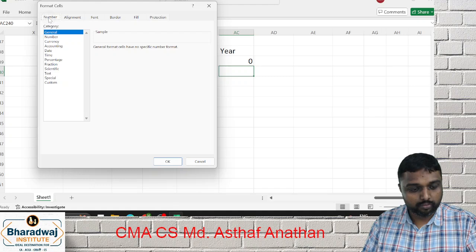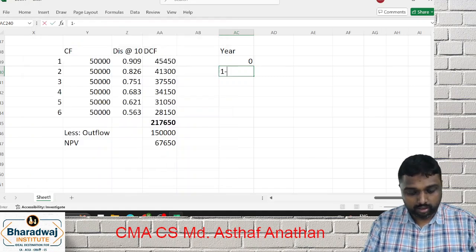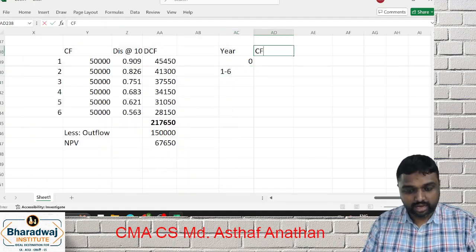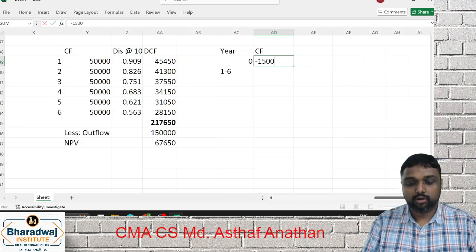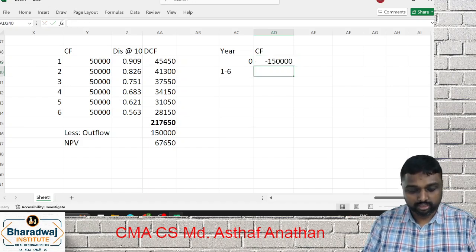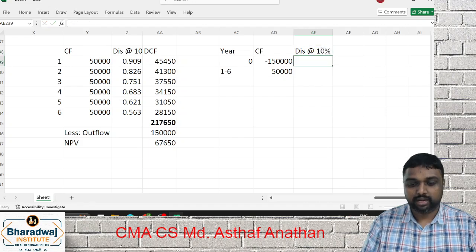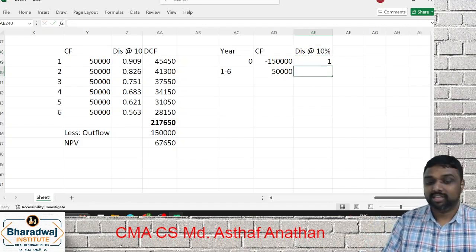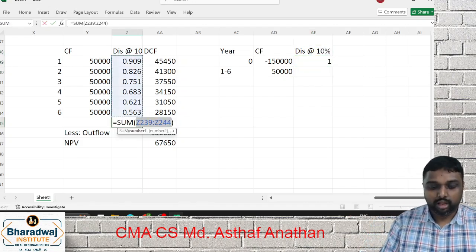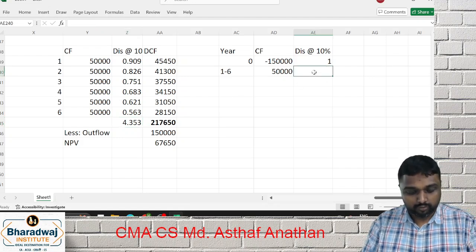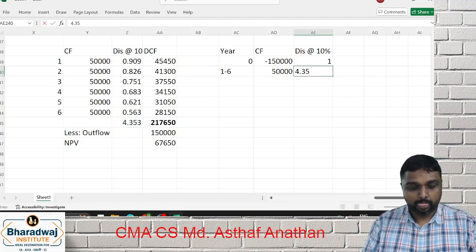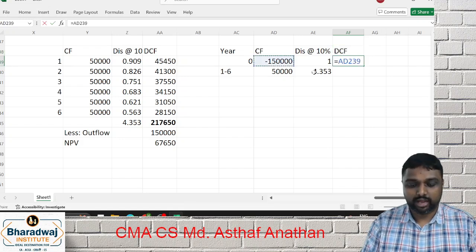You have to go for year 1 to 6. What is the cash flow in year 0? Year 0 is 1,50,000. 1 to 6 years is what? 50. Here the discount rate is 10%. Here for 1 to 6 years, you don't want to take all; you have to take the sum total, 4.353. You have to go for discounted cash flow.